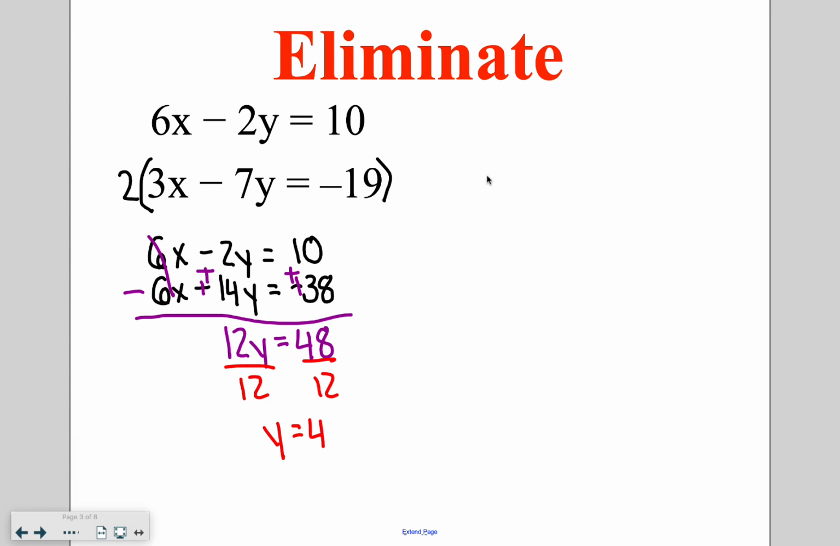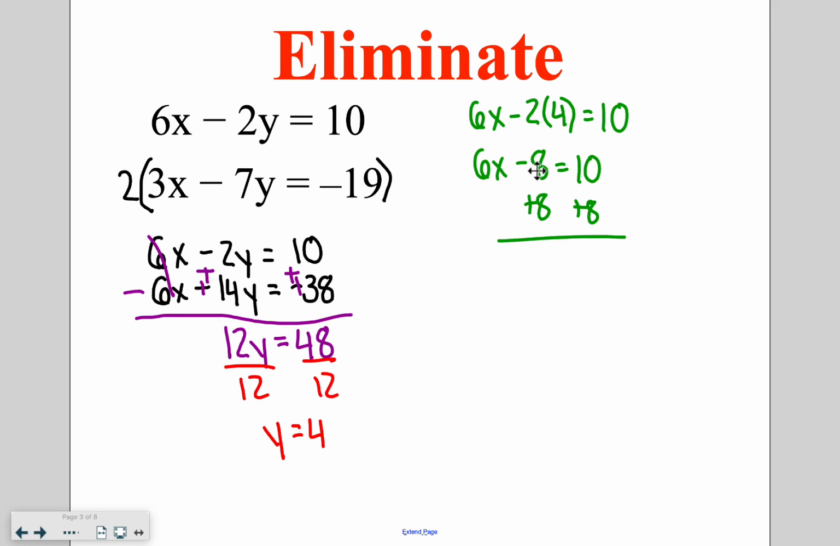Now I need to go ahead and plug that back in to find my x value. So I'm just going to plug it into the first one and go 6x minus 2 times 4 is equal to 10. So I've got 6x minus 8 is equal to 10. Adding 8 to both sides is going to get rid of the subtracting 8 to give me 6x is equal to 18. And dividing by 6 on both sides gives me that x is equal to 3.